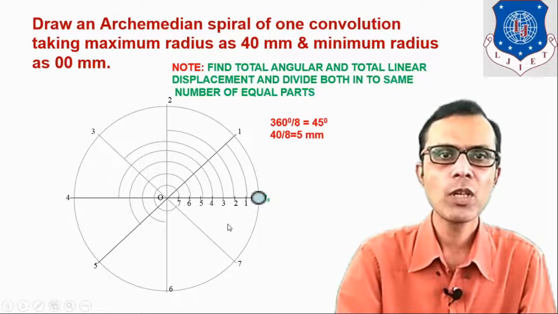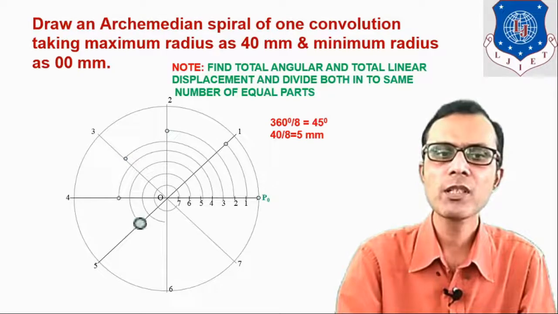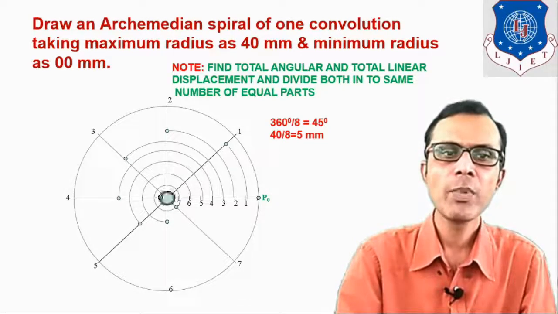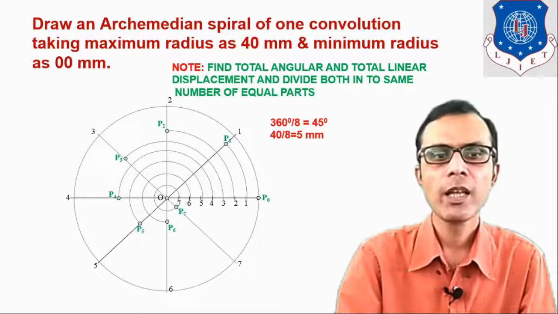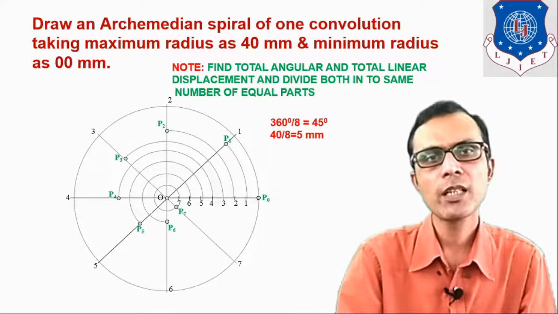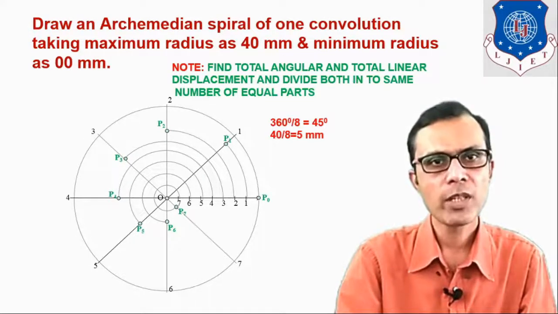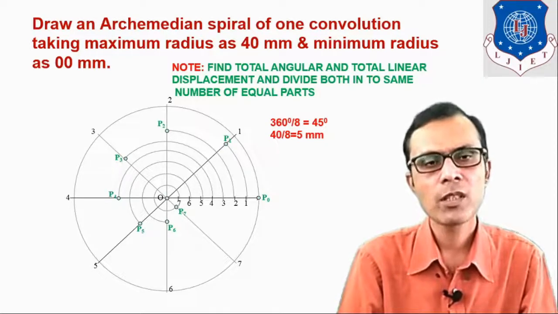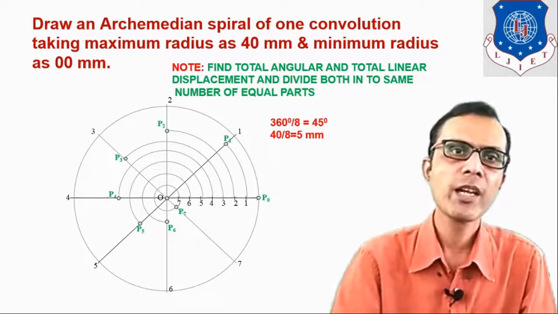Now we have to notify all these different positions. So first mark all these positions and then notify the positions by P1, P2, P3, P4, P5, P6, P7 and P8. So these are the different positions of the point. Now we have to join all these different positions with a smooth freehand curve.